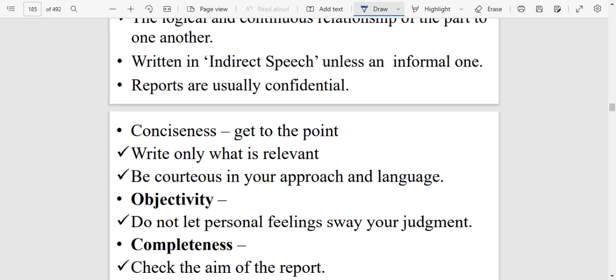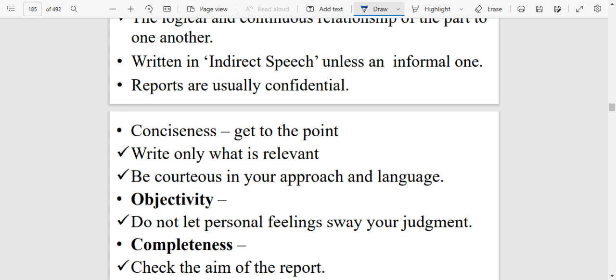So you also need to make sure that you write only what is relevant, not everything. After he was bashed, people came. After people came, they started shouting, "He's bashed, he's bashed." No, you can't be writing like that. So only write what is relevant.